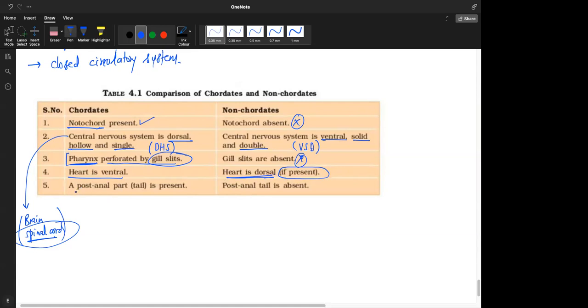And fifth, the post-anal tail is present. Even in humans, it is present, and it is known as coccyx. The last bone of our vertebral column is called coccyx. It is the rudimentary tailbone. And in non-chordates, the post-anal tail is absent. Is this part clear to you? Clear? Okay, very good.